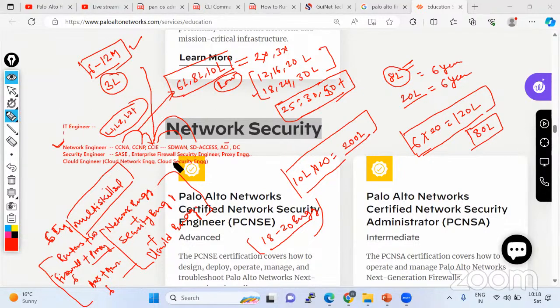These six engineers have good knowledge of networking, good knowledge of firewalls, and good knowledge of the cloud. And that's why they are getting a 20 lakh per annum salary.